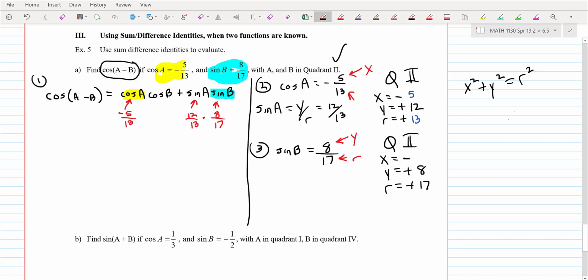Now you can use your calculator to find this. I don't remember what this one is. It's a triple though. What is it? 15? Yeah, that's right. Okay.